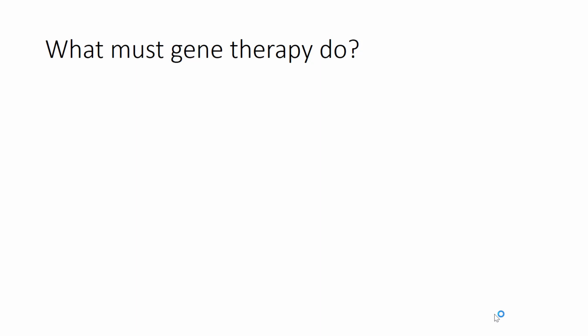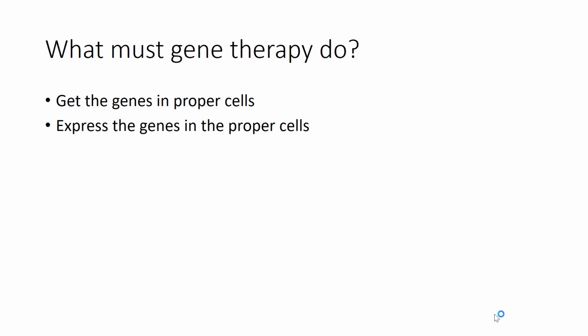Okay, so now we've got past the point where we have a gene, we know what it does, we know where it's expressed, when it's expressed, we know what a normal copy of the gene looks like, and we know what the cell does when the gene's expressed. But how do we then implement gene therapy? What does gene therapy need to accomplish? Well, first we need to be able to get the genes in the proper cells. We need to know where the gene is expressed and when it's expressed, and we need to be able to get our gene, the correct copy of that gene, into those target cells.